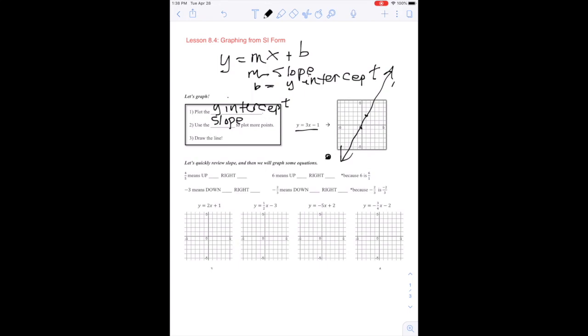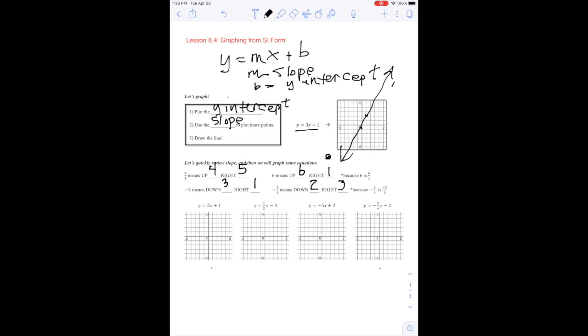4/5 means up 4 and to the right 5. 6 means up 6 and to the right 1, because 6 is the same as 6 over 1. -3 means down 3 and to the right 1, for the same reason as the second one that we did. -2/3. You see that negative sign is right on line with the division bar. So we can go down 2 and to the right 3, because -2/3 is the same as -2 over 3. So let's look at these 4 problems.